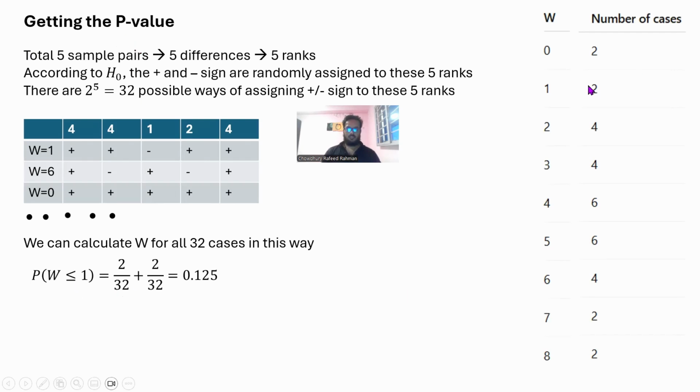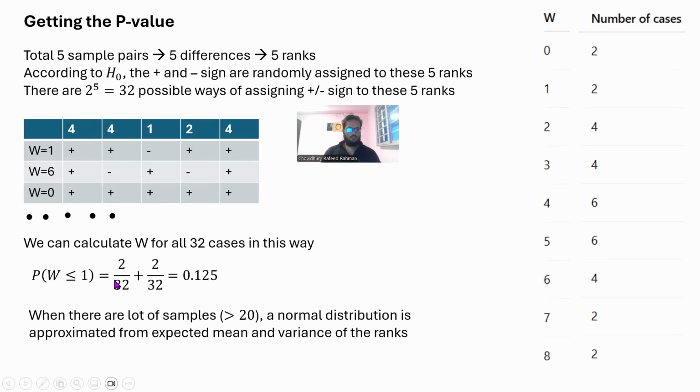In this case, you can see that there are two cases with W equal to 1, so 2 by 32. And there are two cases with W equal to 0, so an additional 2 by 32, which is going to be 0.125. This is not significant. Obviously, before, when we were looking at the table, we thought that there is a significant increase of marks. But as I said in the first video, if you have a low number of samples, then it is very hard to get a low enough p-value to reject the null hypothesis. So this is one of the lessons for this video as well: you need to have enough samples in your data set to do an effective analysis in statistics.